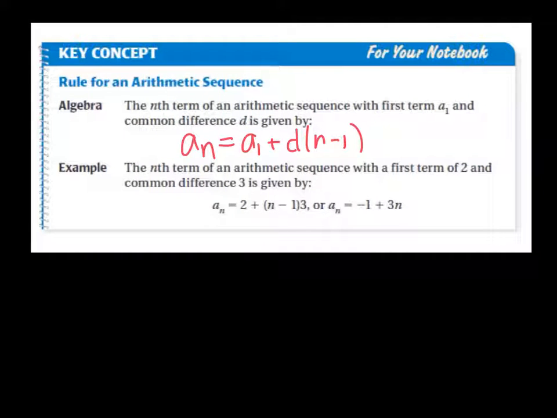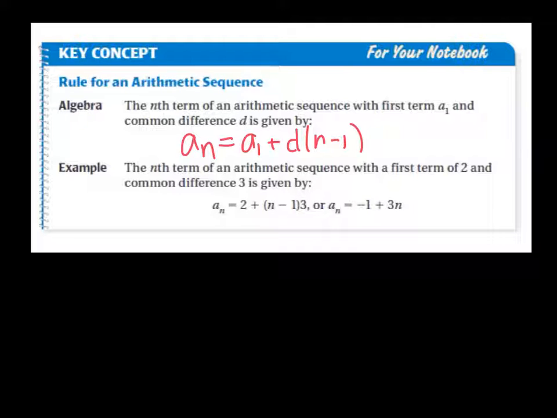So there is a rule for an arithmetic sequence, and you can sort of think of it as an equation. It says the nth term of an arithmetic sequence, a sub n, is your term number. So if it's the third term, it would say a sub 3. If you're given the first term, a sub 1, and you know the common difference, d, your rule is going to be: a sub n equals whatever your first term is, a sub 1, plus the difference times the term number minus 1.